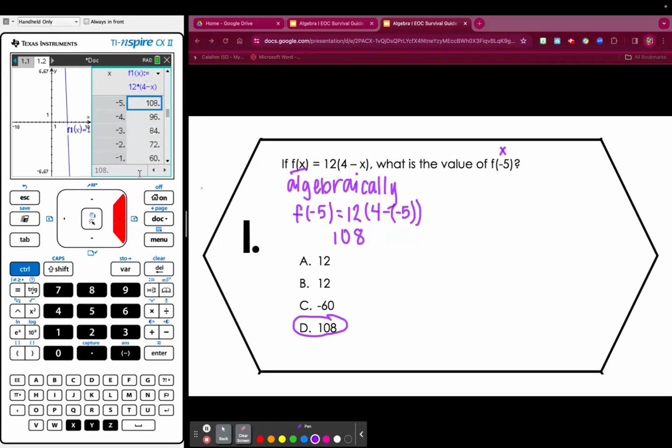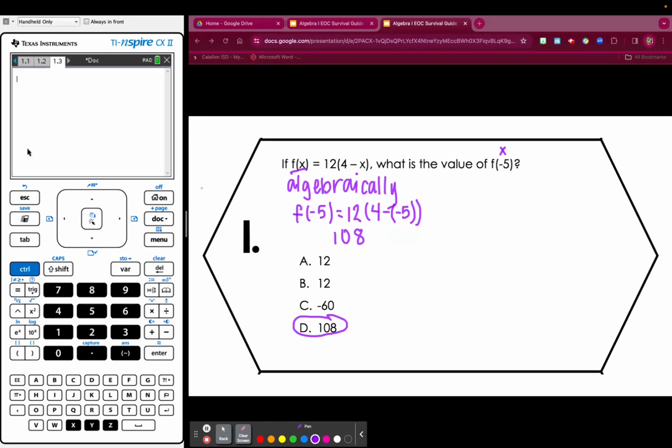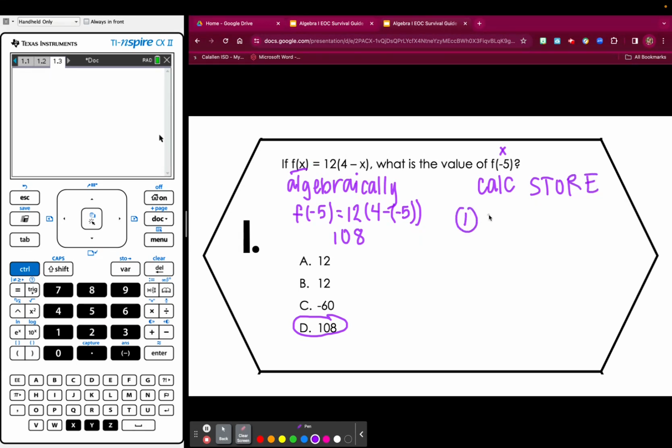Okay, now for the last method, you're going to use your calculator. And this is going to be the store feature. So I'm going to write calculator, and I'm going to write store. Our first step is to store negative 5. The way we're going to do that is we're going to type -5, and then we're going to press Control.